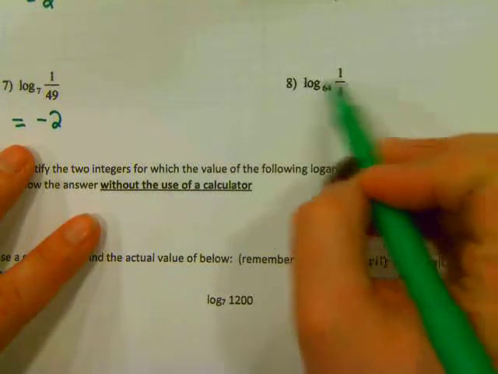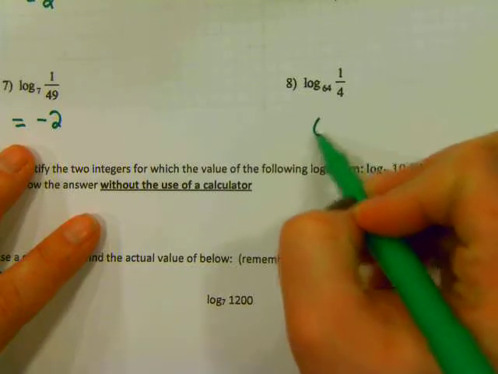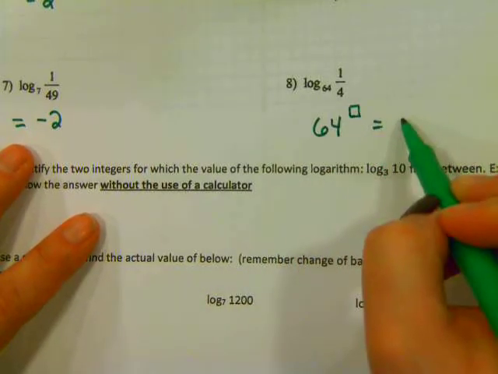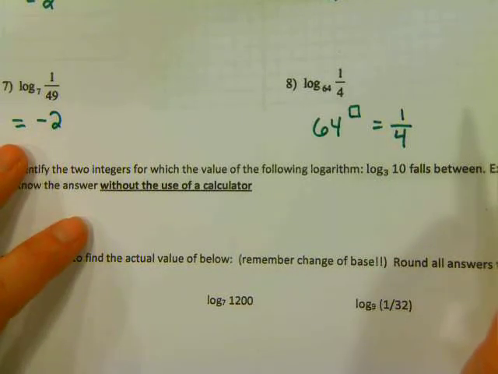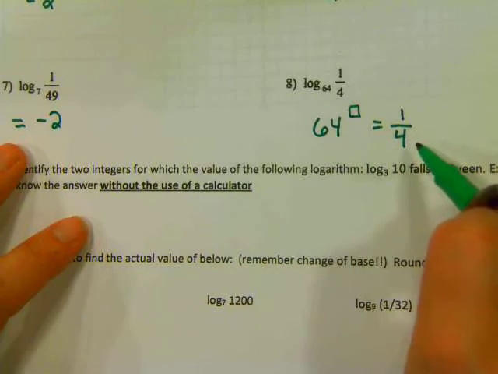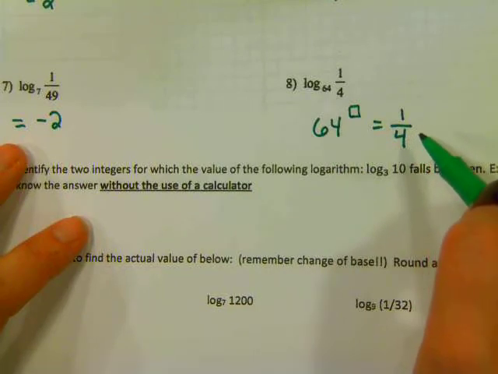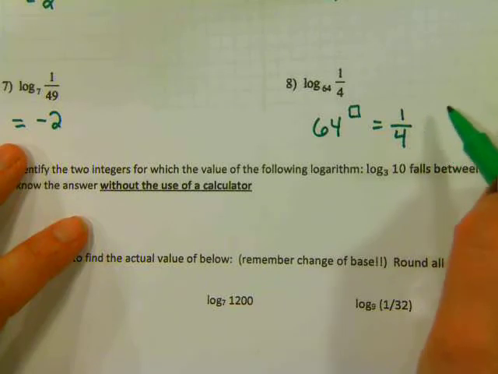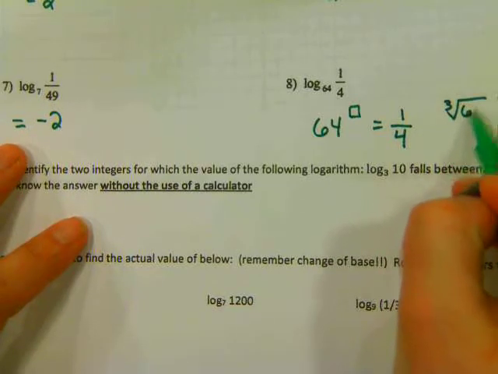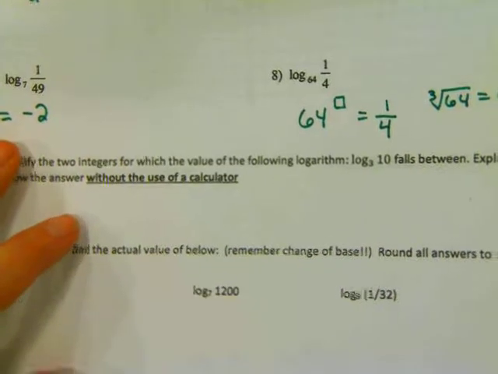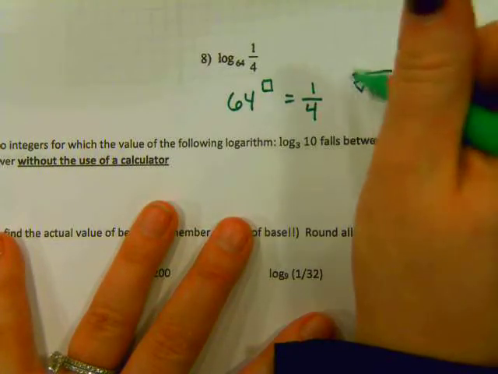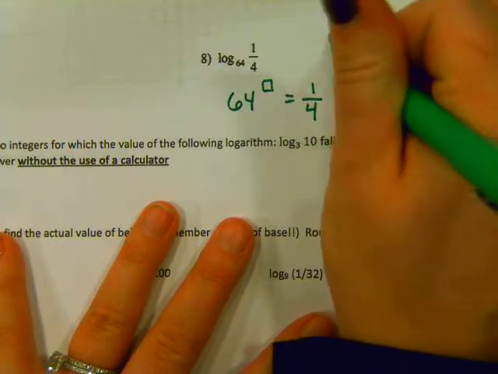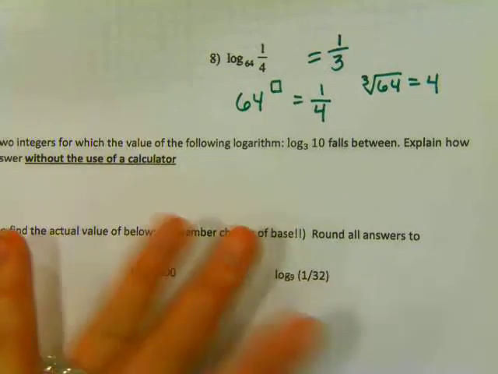Okay, now this one is even trickier. So you're trying to come up with 64 to what power would make 1/4? The square root of 64 is 8, but that's not going to work. So it's actually going to have to be the cube root, because the cube root of 64 is 4. So think of it this way, guys, when you're doing cube roots, automatically this is represented by an exponent of 1/3. So the answer is 1/3. And we'll keep working with those, promise.